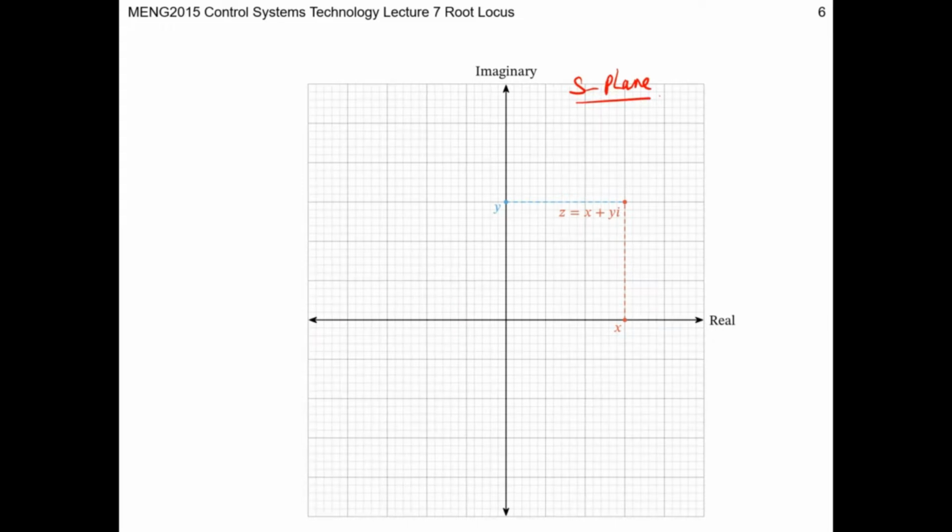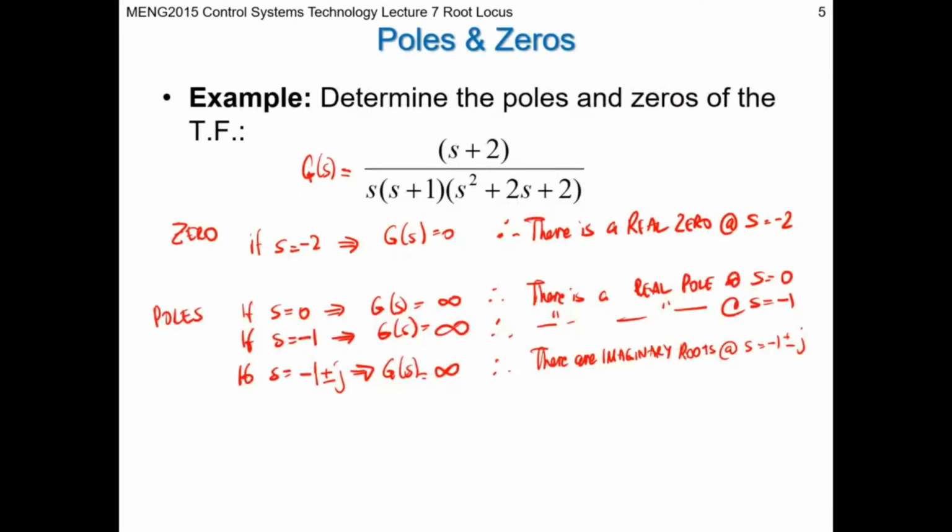I can't delete that, so I'm just going to leave it there. But what we did say from the previous slide is that we have a real 0 at -2, poles at 0 and -1, and then imaginary roots or poles. I should actually change this to imaginary poles, at -1 plus or minus j. So let's plot those, if I can remember them, on the next slide.